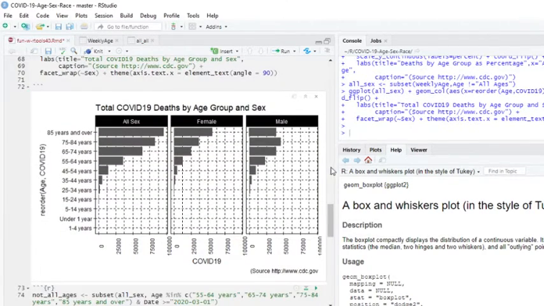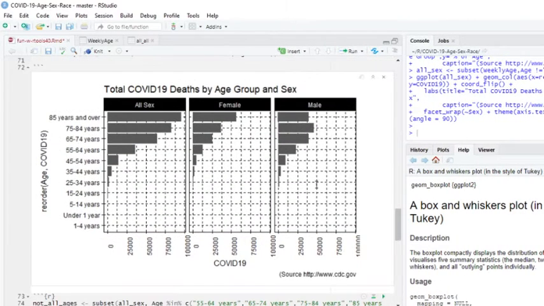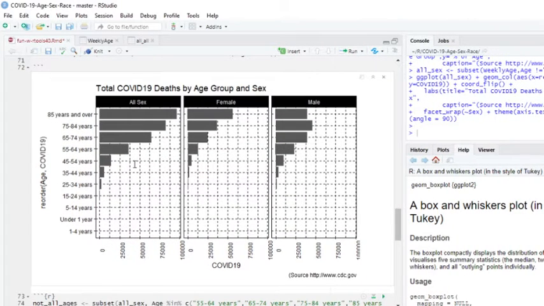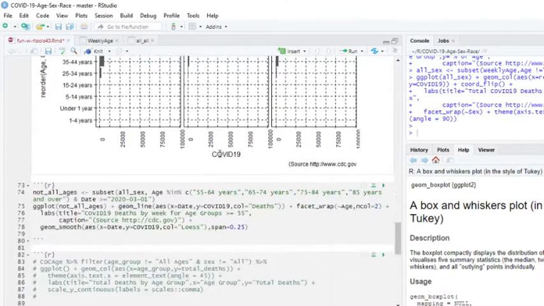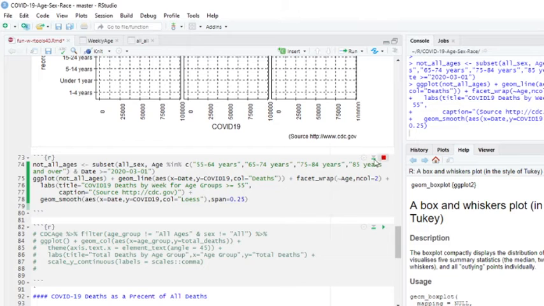Okay, so now we break this down by sex, and you can see in the first group, 85 and older, females lead the males. But from that point on down, from 84 on down, males outnumber the women in terms of COVID-19 deaths. Okay, what do we have down here now?